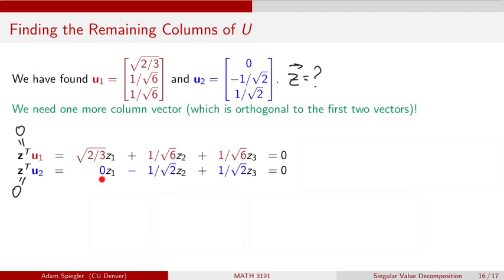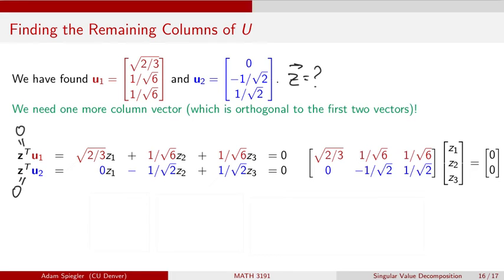So that's going to tell us that 0 times Z1 minus 1 over the square root of 2 times Z2 plus 1 over the square root of 2 times Z3 also should equal 0. So we have a homogeneous system of equations, so we can set up the corresponding matrix equation to try and solve this. And so we can take this matrix, do some row operations, and write it in its reduced row echelon form, which I will write above.